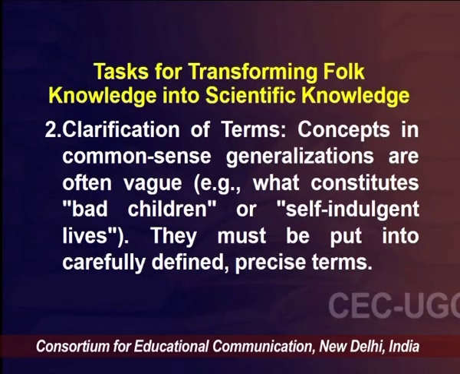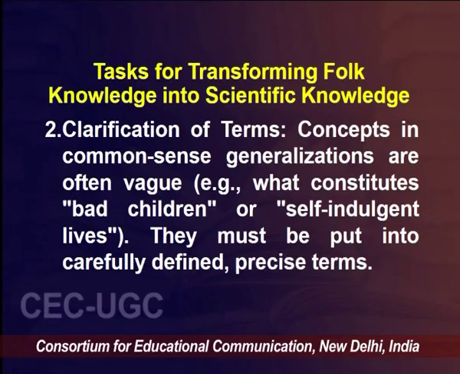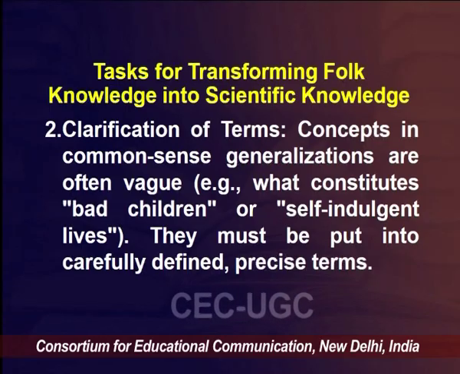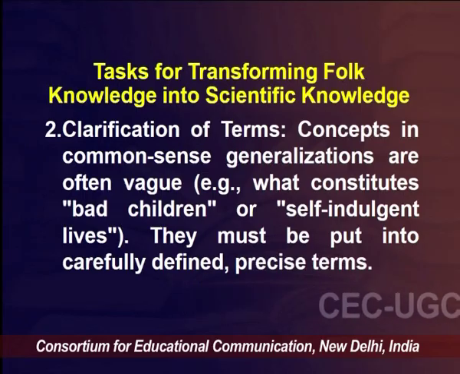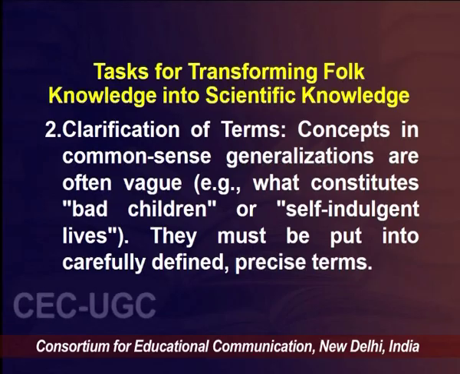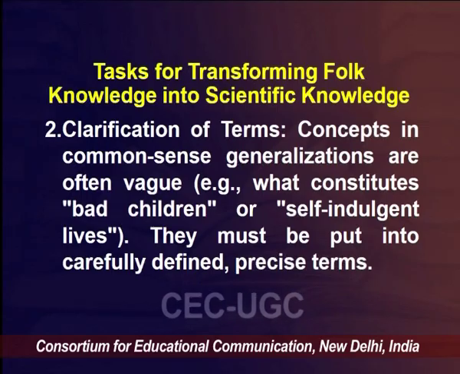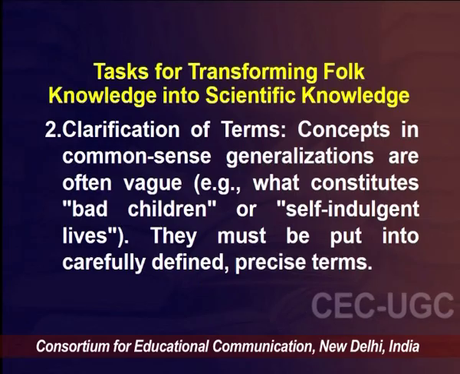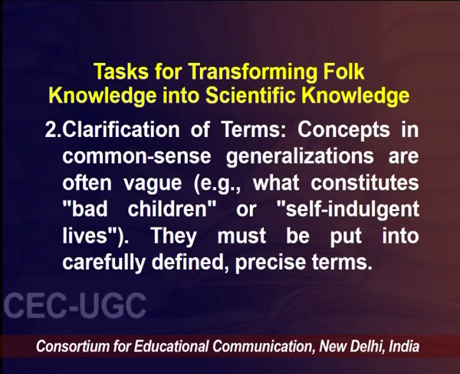Concepts in common sense generalizations are often vague. They can have multiple or subjective meanings. But when transformed into scientific knowledge, they will have clarity. So, each concept will have one specific meaning in that particular study or context. For example, what constitutes bad children or self-indulgent lives? Bad children can be defined in different ways, but when we are doing research, the definition of bad children would be very specific to the research. So, they must be put into carefully defined, precise terms.